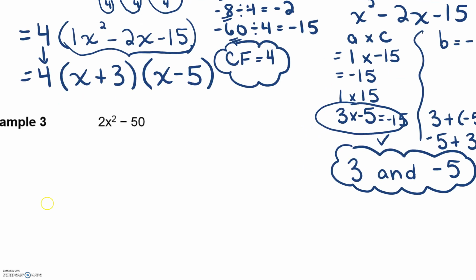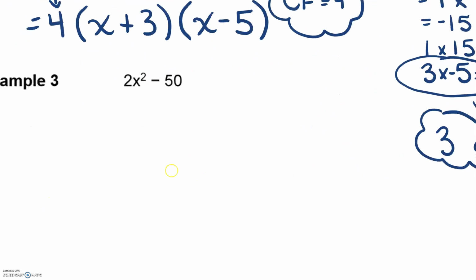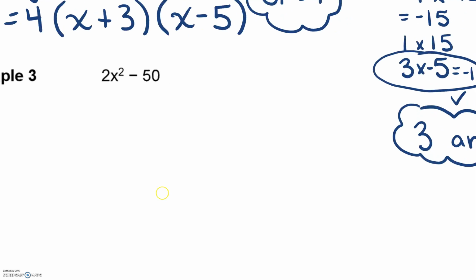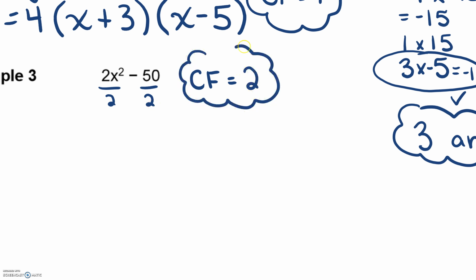Okay, moving on to example 3. So example 3 has only 2 terms. This is not a difference of squares yet, because we have a common factor. So basically the whole point is to look for a common factor at all times. And in this question, you should be able to see that you can divide both the first term and the second term by 2. Not negative 2 this time, because the 2 is positive. So once you have your common factor, put an equal sign, put your common factor in the front, and open up a bracket.